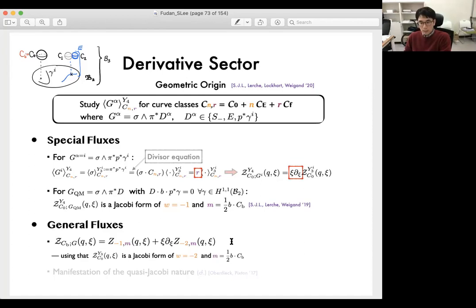In fact, according to the mathematical conjecture by Oberdieck and Pixton four years ago, the four-dimensional elliptic genus must exhibit the so-called quasi-Jacobi property. And the derivative structure we propose here manifests this quasi-Jacobi nature. However, for the sake of time, let me not delve into this quasi-Jacobi perspective today. Probably it's best to skip that.